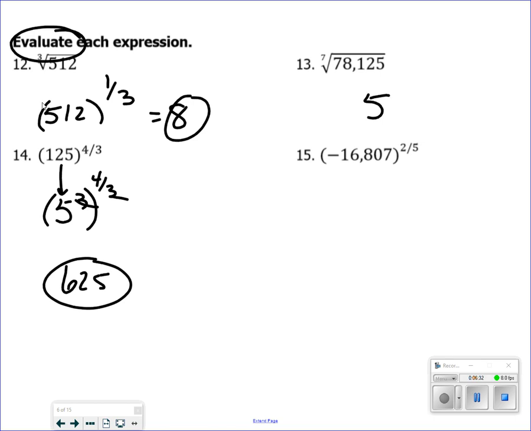And then the last one, negative 16,807 raised to the 2/5 power. And you get 49. So again, evaluate each of these. Basically, they're asking you to use a calculator and to calculate what that value would actually be. Next section.